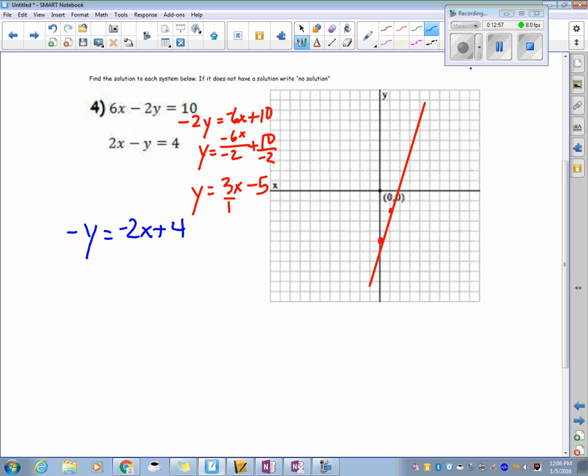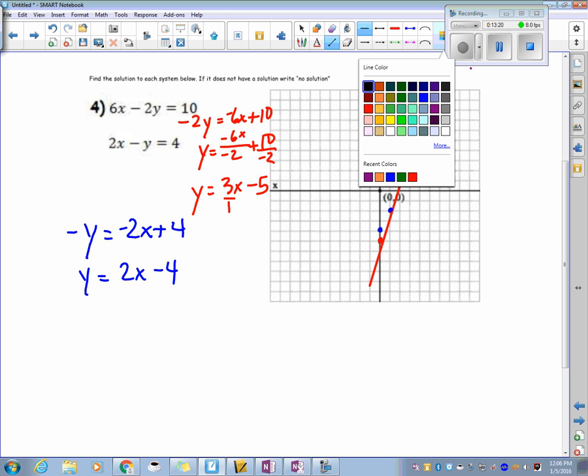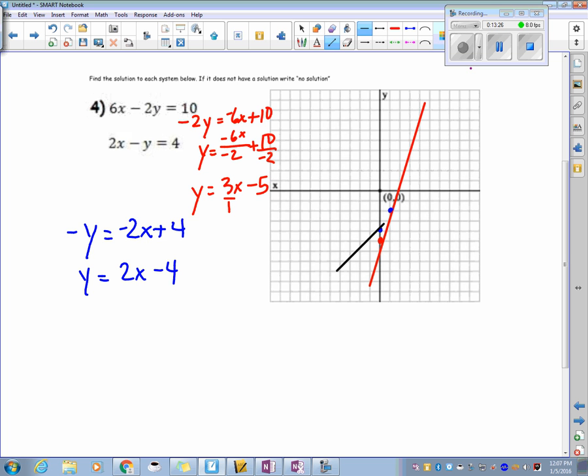Divide both sides by negative 1. And so this one has an intercept at negative 4. So here's the line on that one. As you graph these, the intersection is here at 1, negative 2.